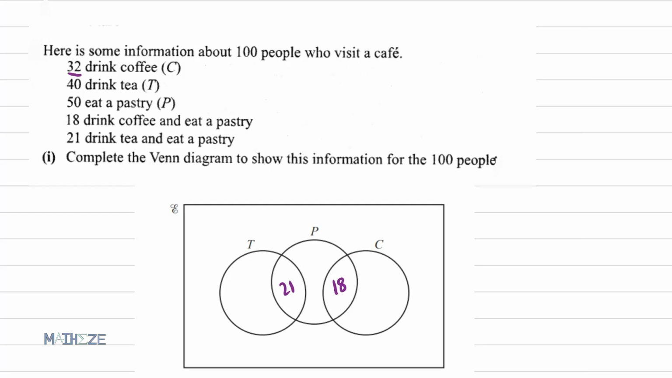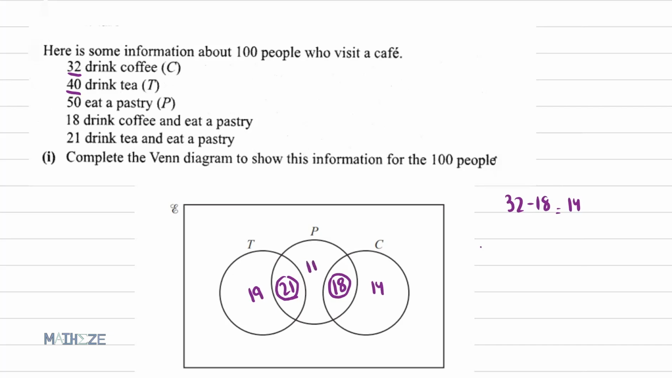Total coffee people, how many guys? 32. What's 32 minus 18? It's going to be 14. So there are 14 people of only coffee. Do you get this? Then how many people drink tea? 40. And here it's 21. So what's 40 minus 21 guys? 19. Total pastry people are how many? 50. What's 21 plus 18? 39. So 50 minus 39 will be 11.